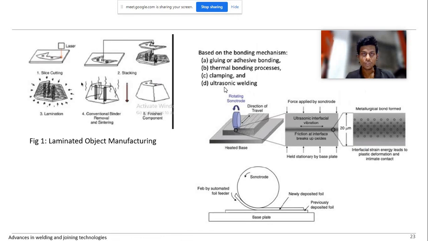In ultrasonic welding, as we know, because of the rotating sonotrode, friction will be generated, right? We stack the layers, sheet by sheet, and with the help of the sonotrode moving, because of that friction, heat will be generated and the sheets will get joined. After that, based on the slice information, I stack one more sheet, again use the ultrasonic sonotrode, and get the joining. This was explained in this figure.